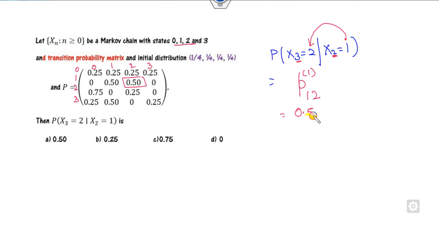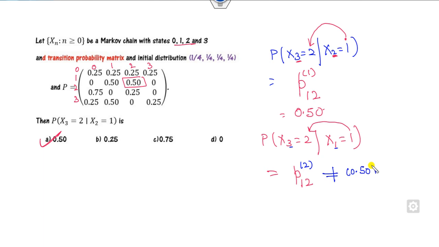If somebody asks you to find X3 equal to 2 conditioned on X1 equal to 1, for example, how can you write that? It's 1 to 2, from 1 to 2. What is the time period? It's 3 minus 1, so it's 2. Remember, it is not equal to 0.5 squared. It is not a square, it's a time period. How can you find that?